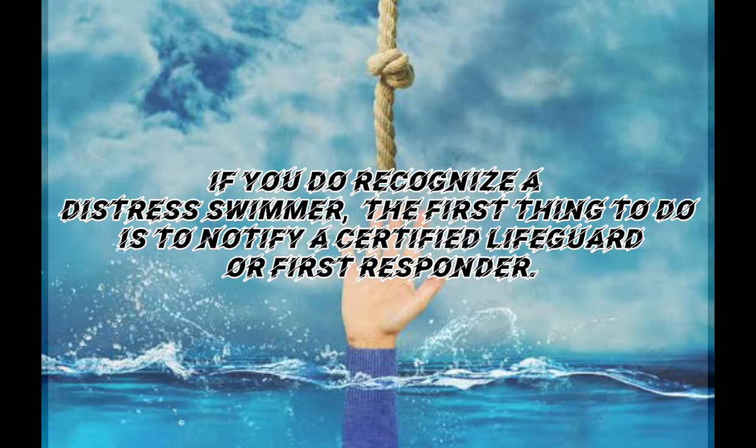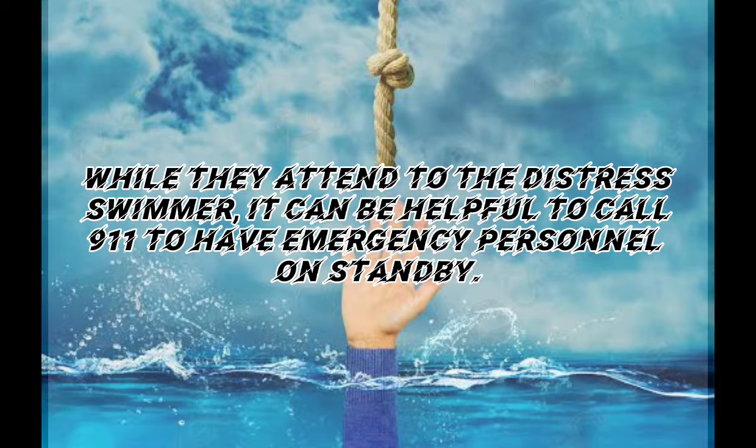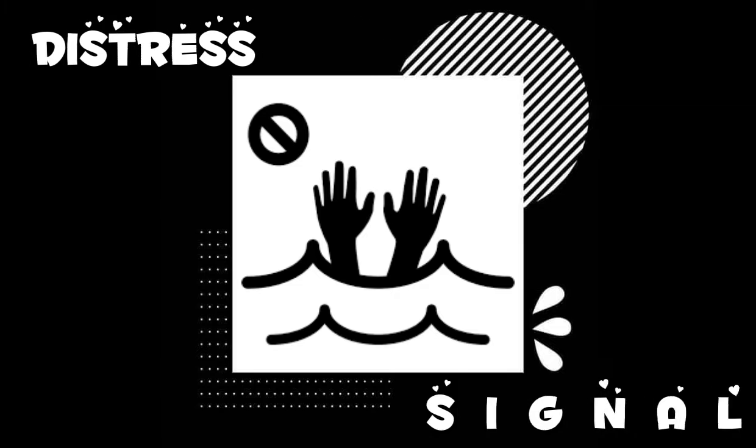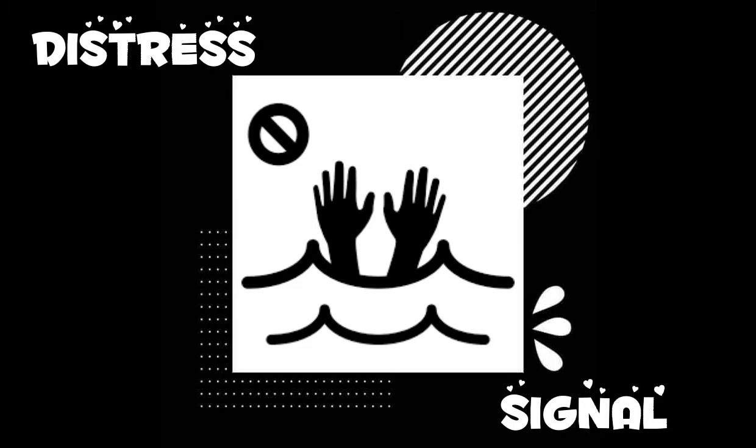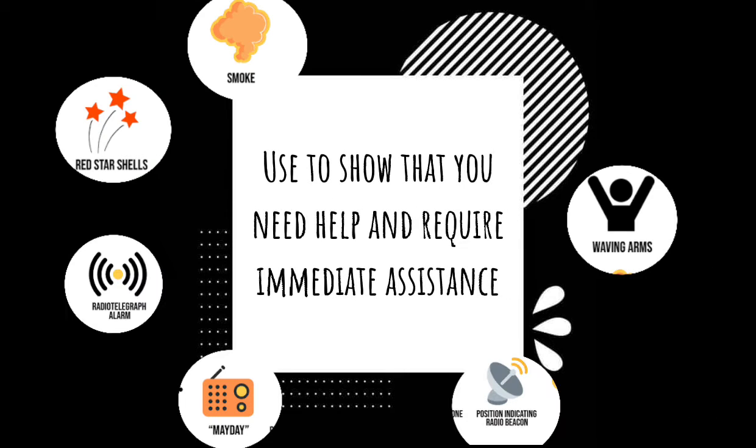Reminder: if you do recognize a distressed swimmer, the first thing to do is to notify a certified lifeguard or first responder. And while they attend to the distressed swimmer, it can be helpful to call 911 to have emergency personnel on standby. Distress signal. It is used to show that you need help and require immediate assistance.